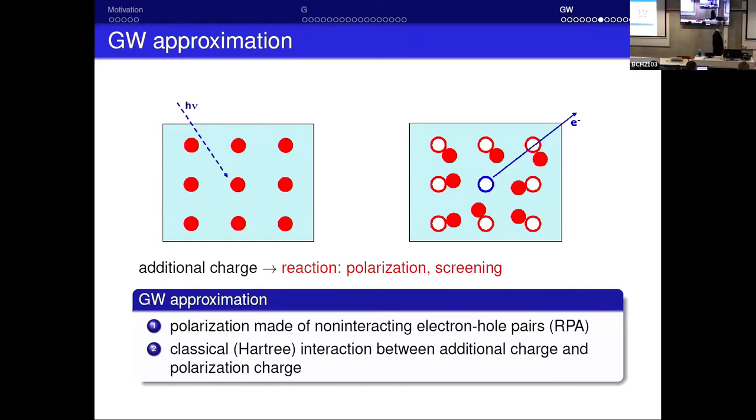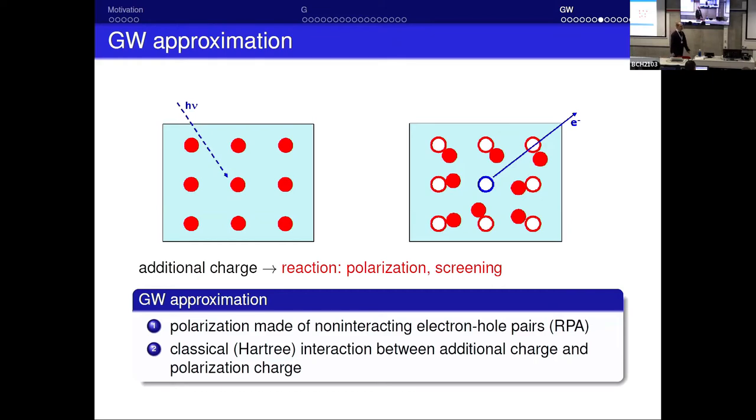Okay, so what is the GW approximation? In the GW approximation, the most important thing is that we take into account the fact that we have created an additional charge, and we deal with this additional charge in the electronic system. We have to describe the reaction of all the other particles to the presence of this positive charge. And this reaction is in terms of the polarization of the electrons. It goes under the name of screening. This screening is through electron-hole charge excitations that have been created. Okay, so this is what we consider as the important physical process in the material.